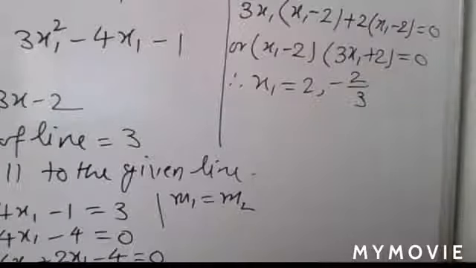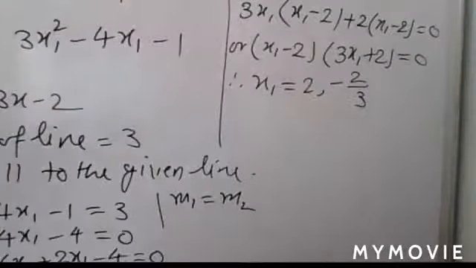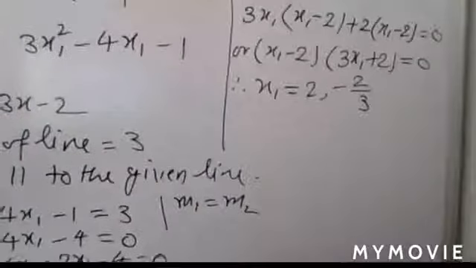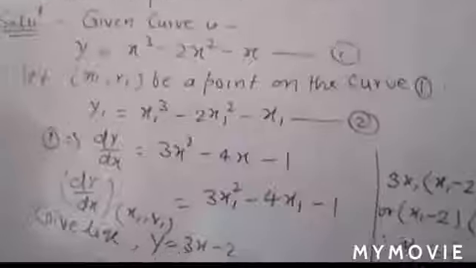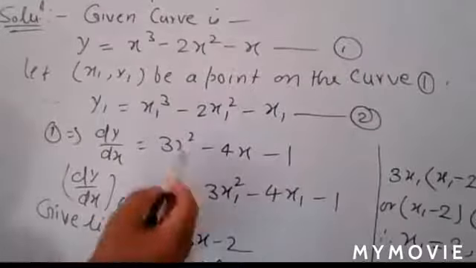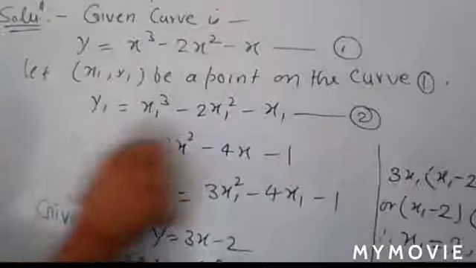Now how do you find the other value? You have to put the value of x1 in the second equation. Here you have the second equation. You have to put x1 is equal to 2 and x1 is equal to minus 2 by 3 in it. So after that, you write.